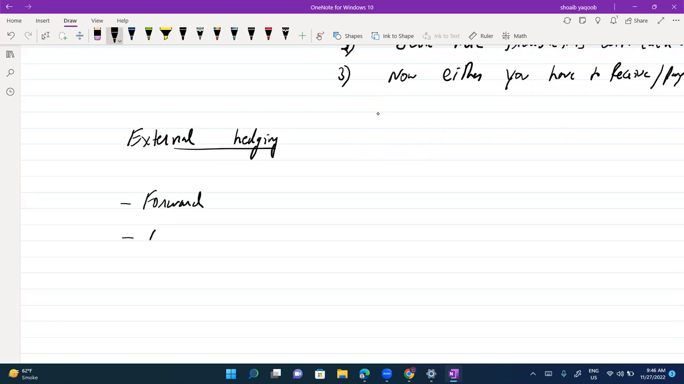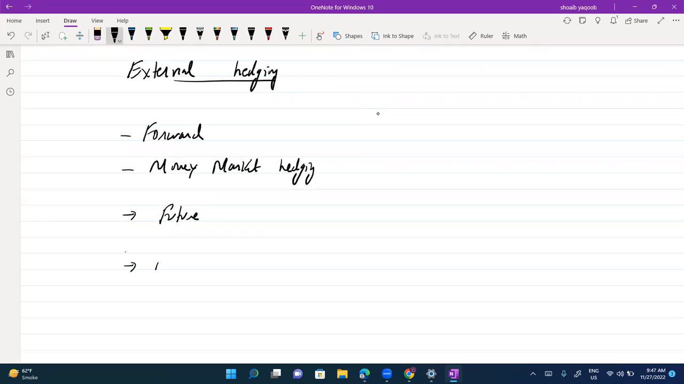Forward can be tested. Money market hedging can be tested. Future, option, currency swap. Forward and money market hedge will be tested numerically. Future can be tested as a theory. Option, currency swap, these all can be tested in a theory.